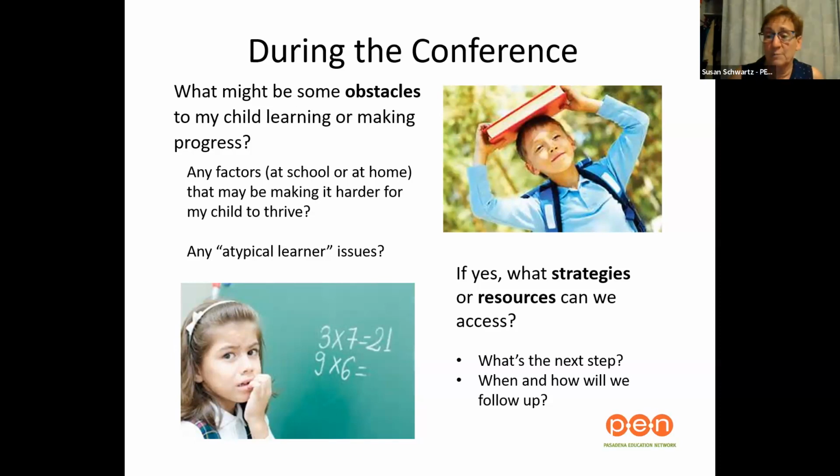What are they going to do and when? How are we going to follow up? Just make a plan for that. Because during conference day, chances are they have a lot of conferences scheduled, and you may not be able to have a long conversation. Just make sure you're very clear about what those next steps are, and that both of you have the same understanding of what you're going to be doing.